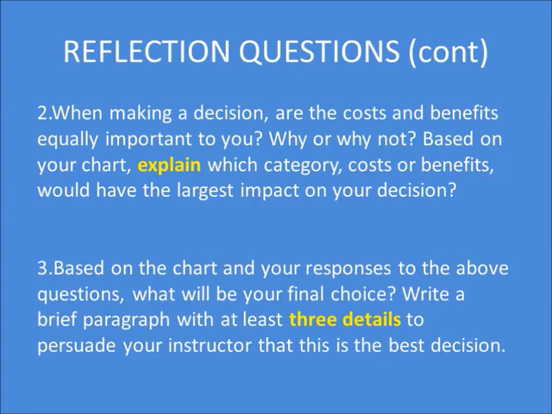When you get to the next reflection question, you're going to analyze making a decision. The costs and benefits that were equally important to you, okay, why or why not, and based on your chart, explain which category, costs or benefits, would have the largest impact on your decision. Then on question 3, based on the chart and your responses to the above questions, what will be your final decision? You're going to write a paragraph with at least 3 details to persuade your instructor that this is the best decision.